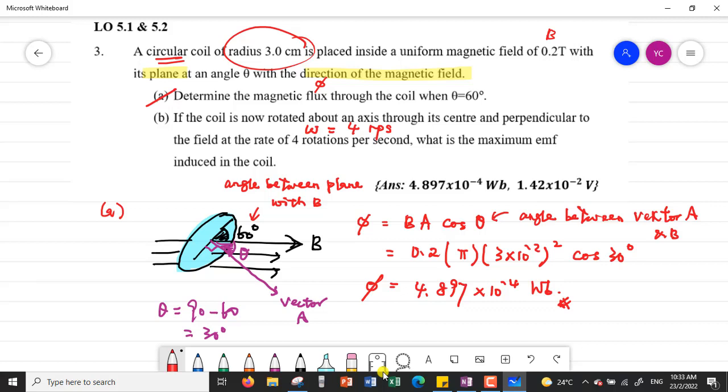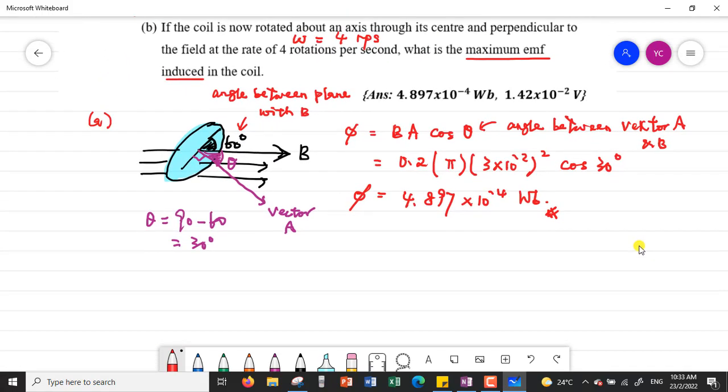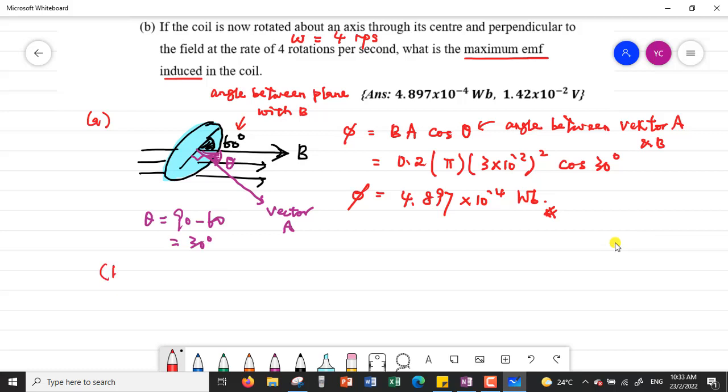So what is the maximum EMF induced in the coil? We want to find the maximum EMF induced in the coil. For this question, we are going to induce EMF as the coil rotates in the magnetic field. The equation to calculate the EMF induced for a rotating coil in a magnetic field is given by EMF induced equal to NBA omega sine omega t.